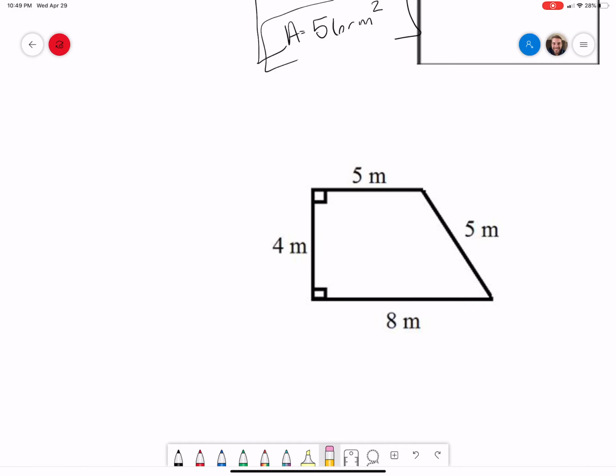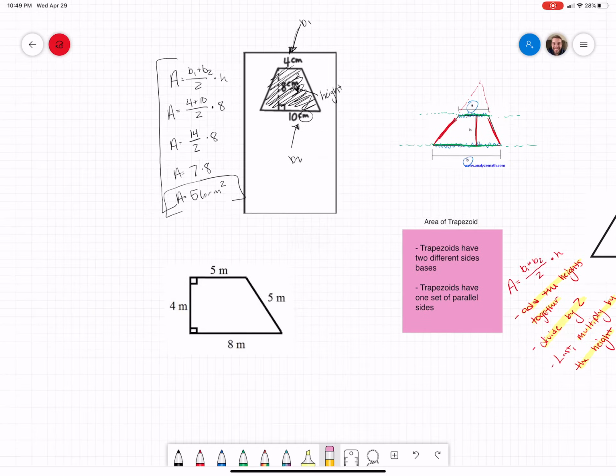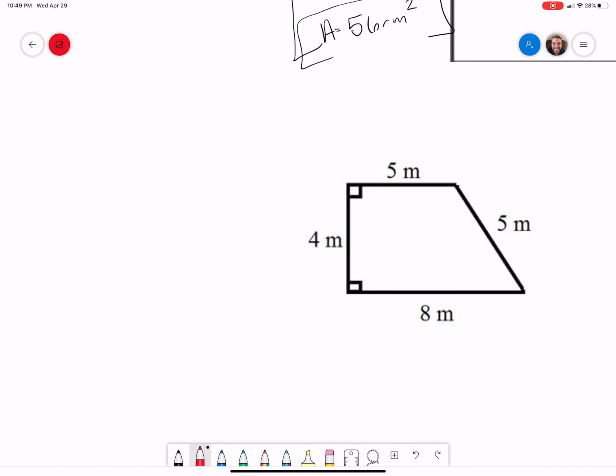So area of a trapezoid. I mentioned before, let's use blue. Area equals base 1 plus base 2 divided by 2 multiplied by height. I'm going to plug in some numbers. So area equals base 1 is 5 plus my base 2 is 8 divided by 2 multiplied by my, remember, this is not the height. That is not the height. It's not a 90-degree angle. It has to meet at a 90-degree angle. So my height is 4.